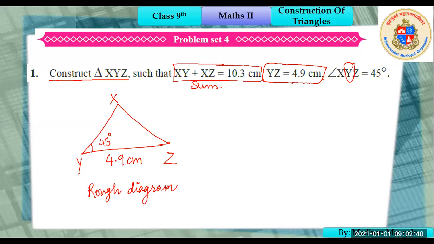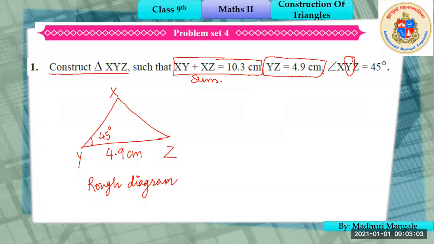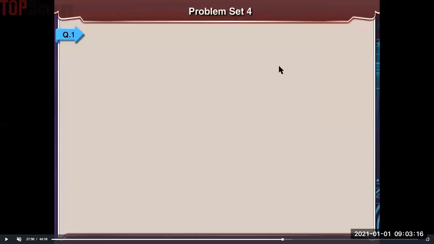Okay, so let us look at another way of doing this construction. That is, I won't be doing it. Let me play a video for you, and you can check out how to do that construction. So just a minute, I'm going to share my screen. Yes. So there you can see the screen.